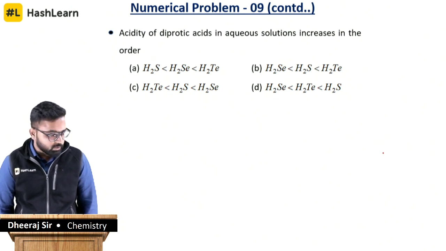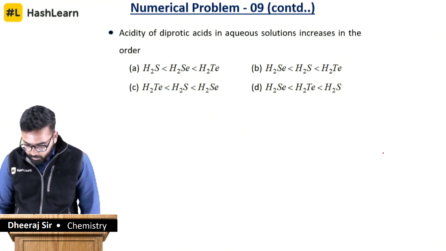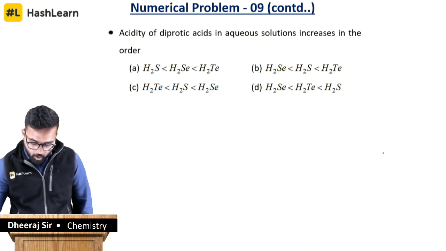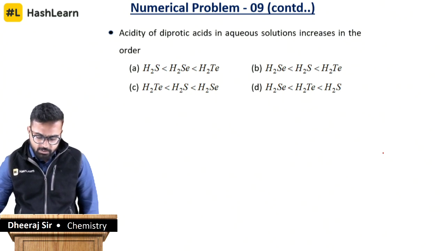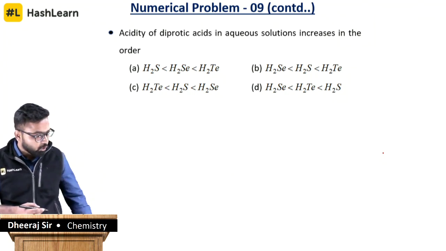So look at the question once again. Sakshi says it's 9A. Yogesh says A. Shika also says it's A. Acidity of a diprotic acid, in the order of what is the question. We have only 3 elements of the 16th group under discussion: sulfur S, selenium Se, and tellurium Te. What is it going to be?